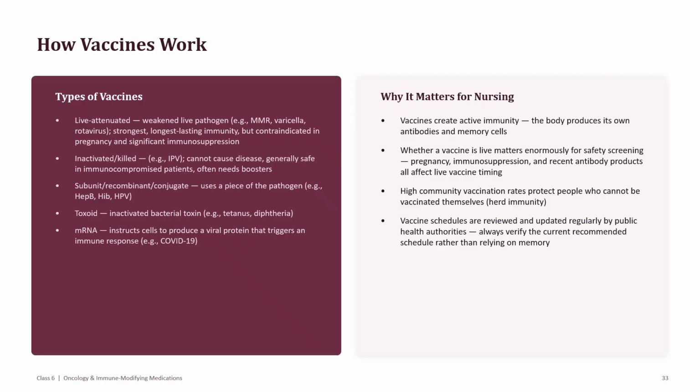Live attenuated vaccines are the MMR, the varicella, and the rotavirus. These use a weakened but still living pathogen. They generally give you the strongest, longest lasting immunity of any vaccine type. But for that same reason, they are contraindicated in pregnancy and in significant immunosuppression, because a weakened immune system may not be able to keep even a weakened pathogen in check.